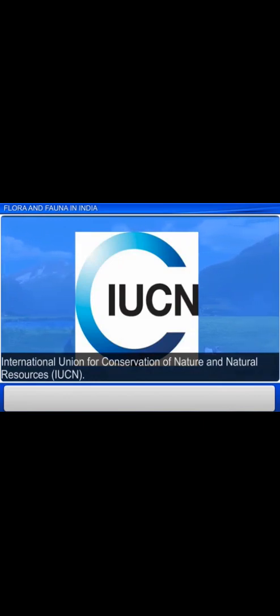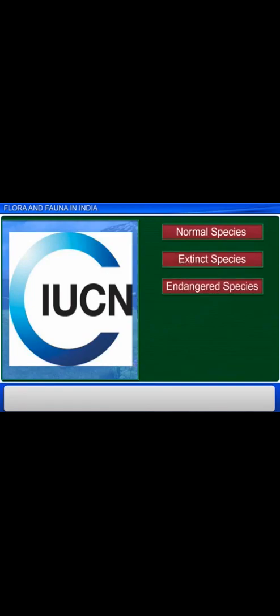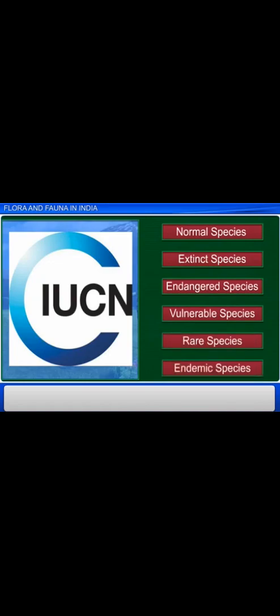In order to preserve world biodiversity, the International Union for Conservation of Nature and Natural Resources, or IUCN, has devised a method of placing different species of flora and fauna into 6 categories. As per IUCN guidelines, species of flora and fauna can be classified as normal, extinct, endangered, vulnerable, rare, or endemic.